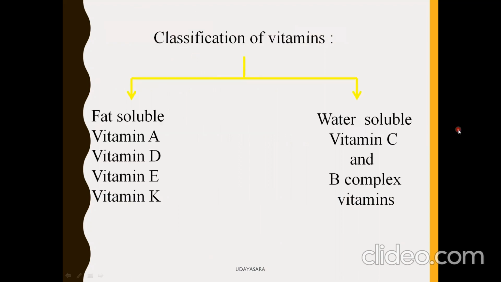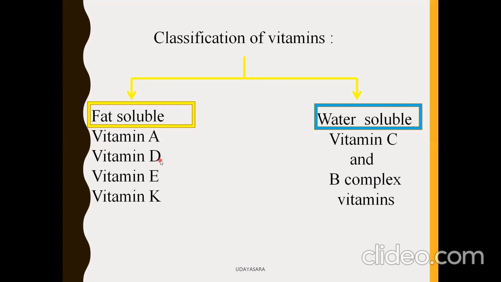So how will you classify a vitamin? It is classified as fat soluble vitamins and water soluble vitamins. Fat soluble vitamins include vitamin A, D, E, K. Water soluble vitamins are classified further as B complex vitamins and non B complex vitamins, and under non B complex comes the vitamin C.